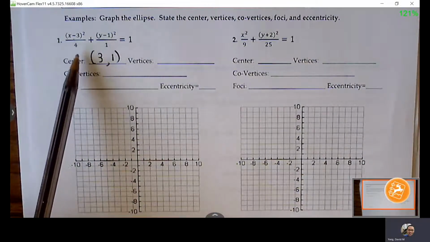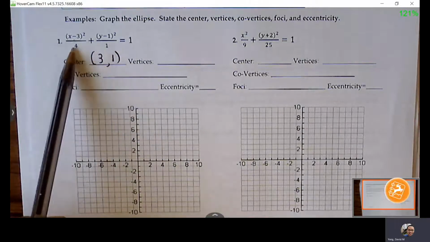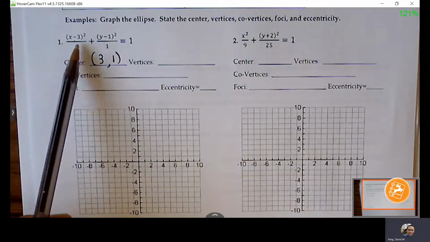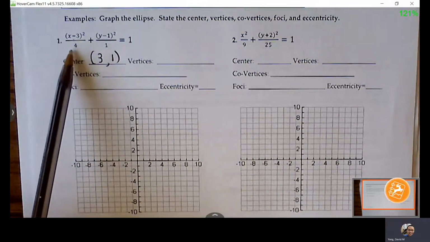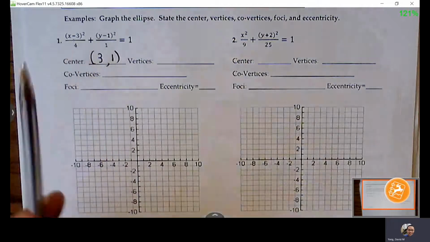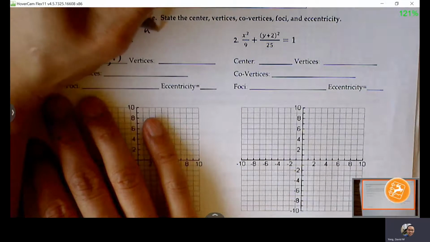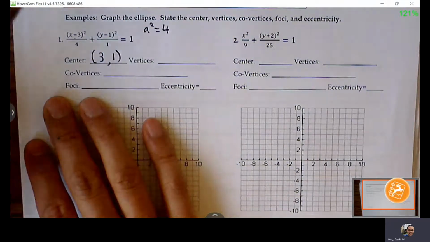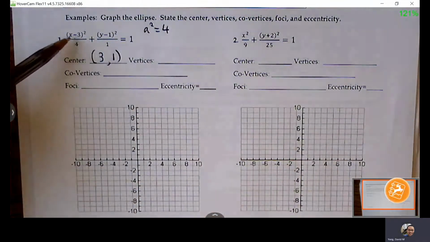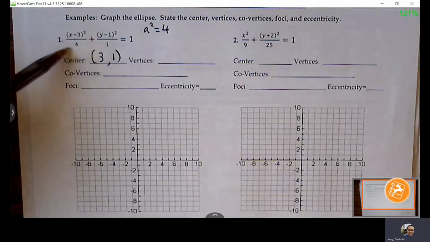Determine your A and B value. You always look to see which one is larger. Okay. So because 4 is larger, I know that 4 must be referring to A squared. So I can put that to the side. I know that A squared is equal to 4. And because 4 is under the X, I know that this is going to be a horizontal major axis.